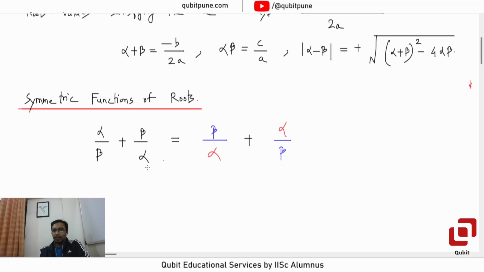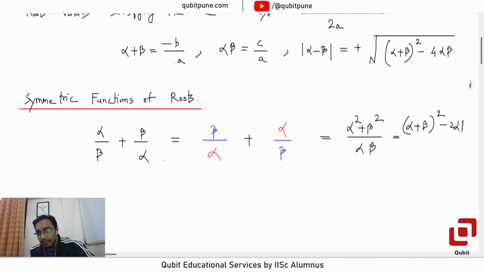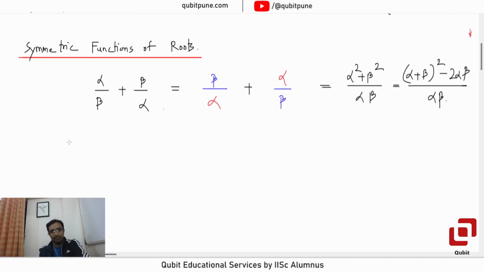The equation of sum of the roots is minus b by, sorry, minus b by a. Thank you. Yeah, alpha by beta plus beta by alpha is a symmetric function, and we can always write it as alpha squared plus beta squared upon alpha beta, and again here we can use alpha plus beta bracket squared minus 2 alpha beta upon alpha beta.